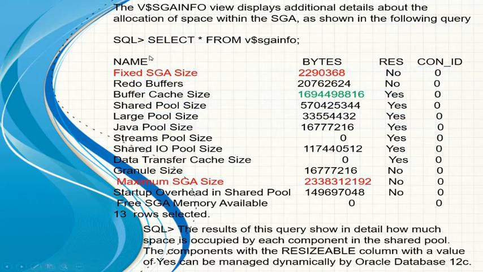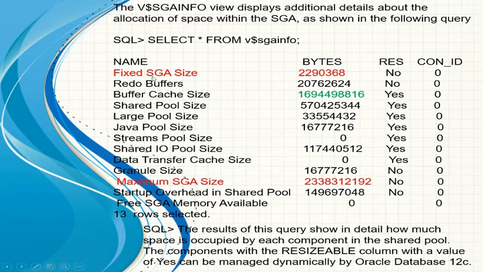Good. The V$SGAINFO view displays additional details about the allocation of space within the SGA, as shown in the following query. SELECT * FROM V$SGAINFO. And so we have the name of the component and the value in bytes. This is the resizable column, and this is the connection ID.